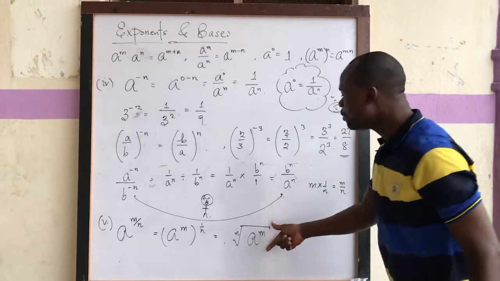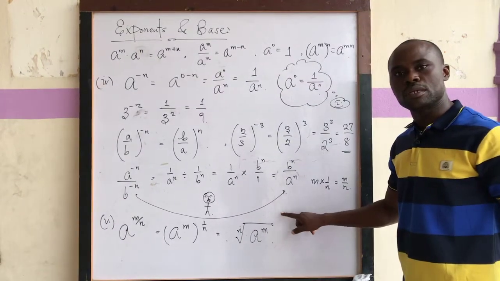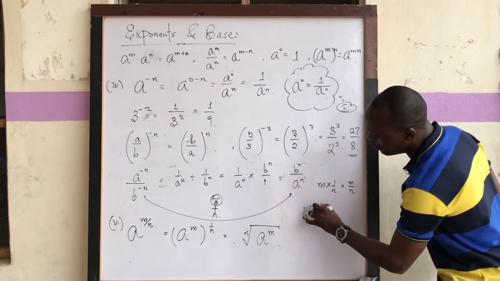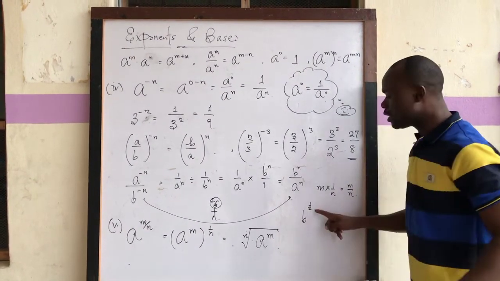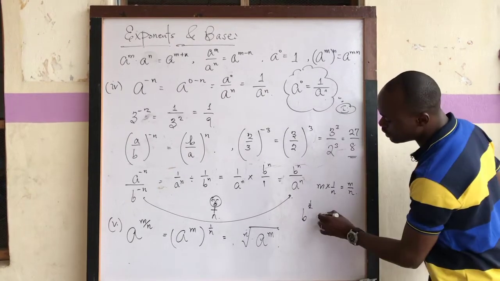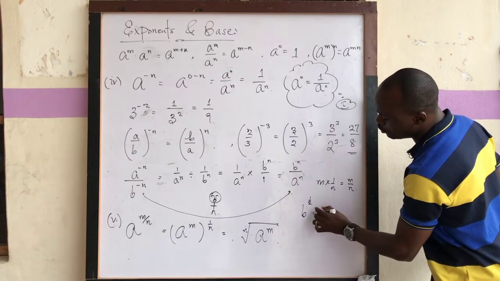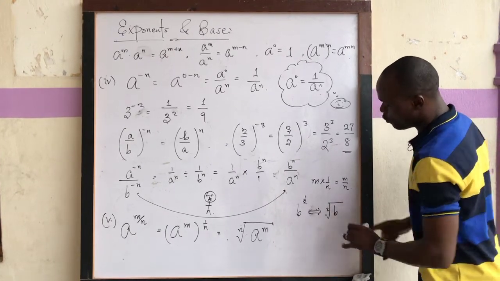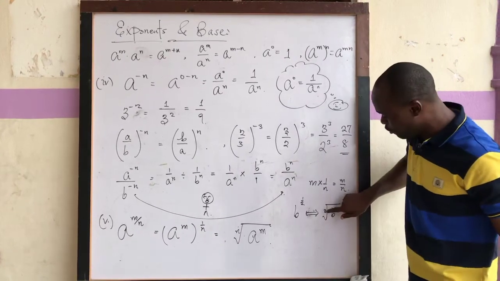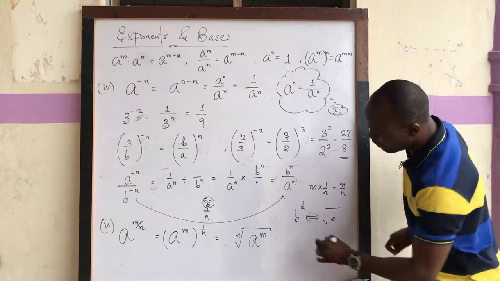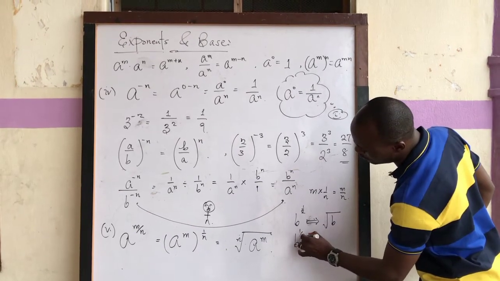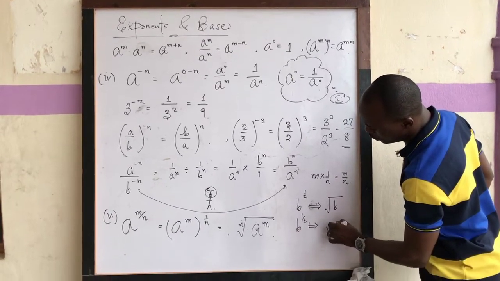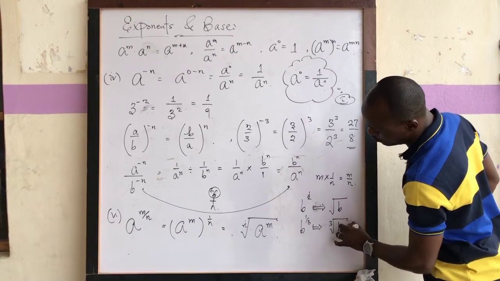You ask me, how am I coming in with this? That is very important to note. If you have b raised to the power of 1 over 2, take note that this is just the same thing as the square root of b. The square root of b. With a square root, we usually do not put the 2 there. So if I have b raised to the power of 1 over 3, that is going to give me a cube root. This is the cube root of b.